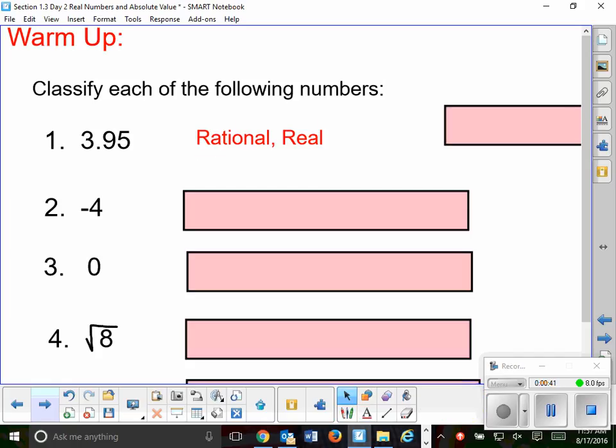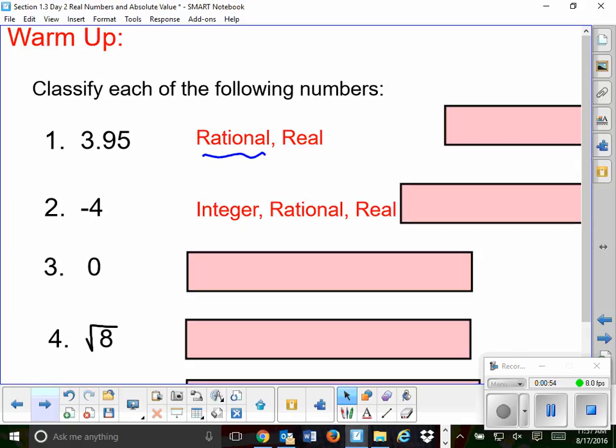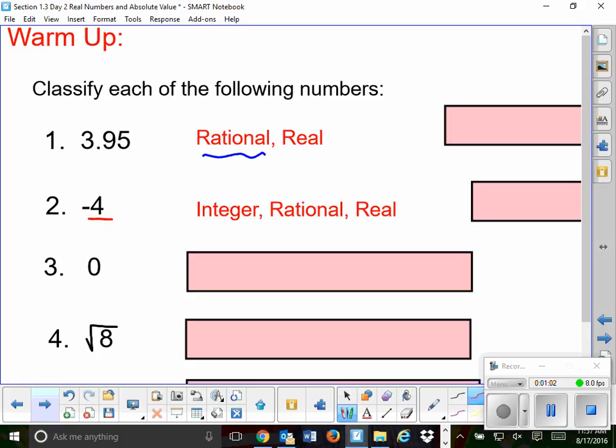3.95 is a rational number because it has that decimal, it's a terminating decimal. It can be written as a fraction, which fractions are rational numbers, and it's also real. All of these numbers are real. -4 is an integer. It is a rational number, and it is real. It is a fraction. Some people forget that, but you can always write it as -4 over 1.